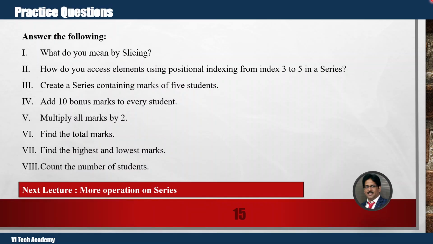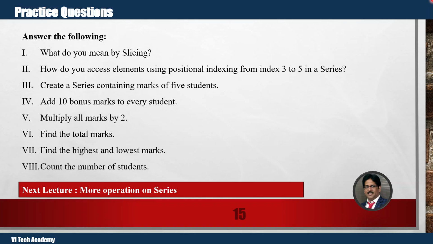Some practice questions. I request all the students, please solve these questions as they can be very useful for you for board preparation. What do you mean by slicing? I hope you can understand now. How do you access multiple elements using position indexing from index 3 to 5 in a series? Create a series containing marks of 5 students. Add 10 bonus marks to every student. Multiply all the marks by 2. Find the total marks. Find the highest marks and lowest marks and count the number of students.